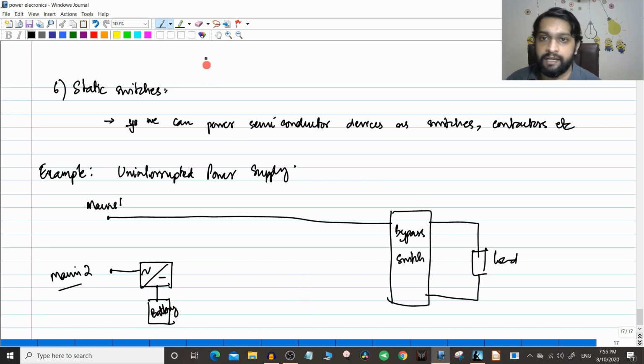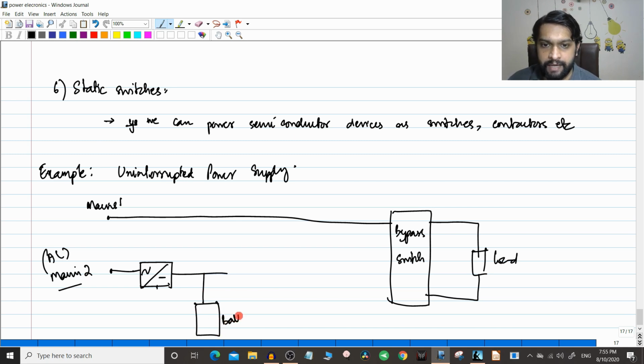Okay. And no, I have to not put the battery here. I have to put the battery at the output stage, right? So from this AC, from the mains, is AC supply. It will be rectified into a DC, and that is given to a battery bank. Okay. And then you are having an inverter section.